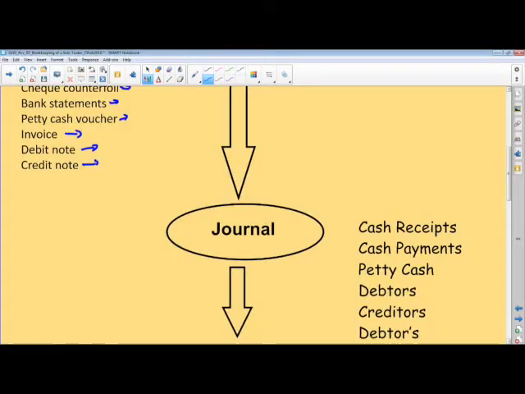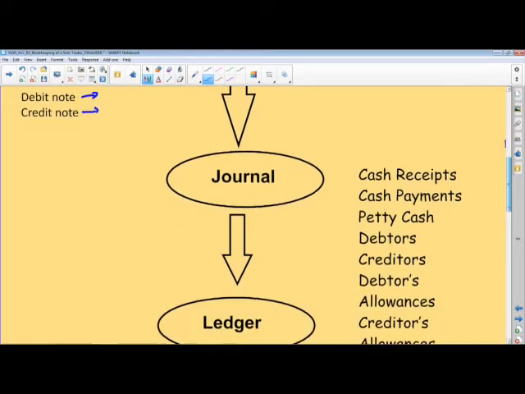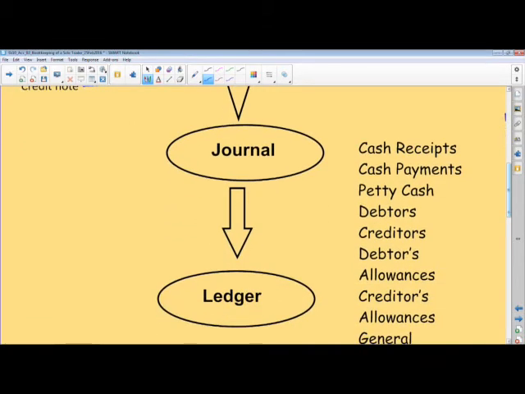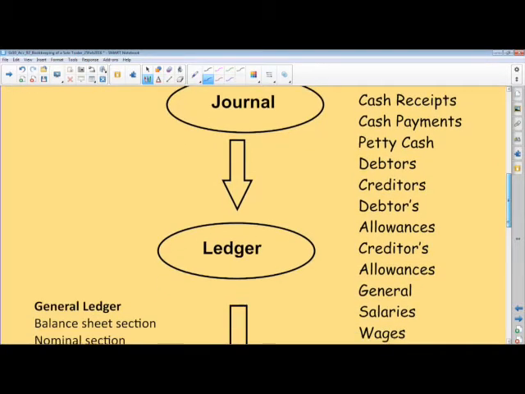But let's continue. We'll also have a creditors journal, a debtors allowance journal, a creditors allowance journal, and then later on this year, we will look at a general journal, a salary journal, and a wage journal. So you will see we have about 10 journals in total.